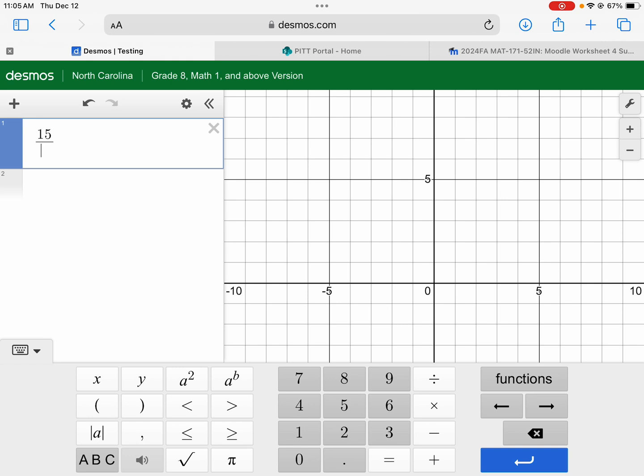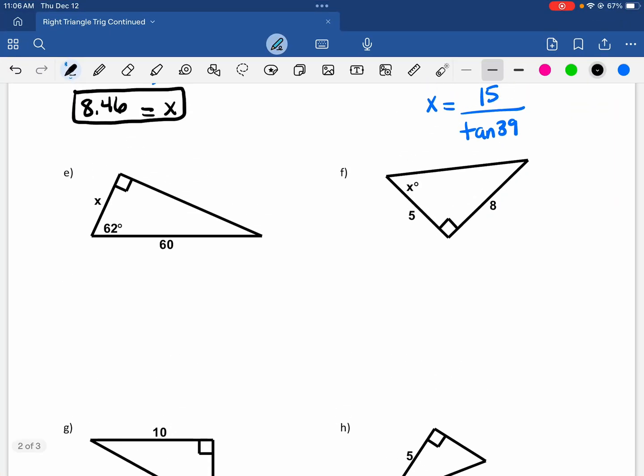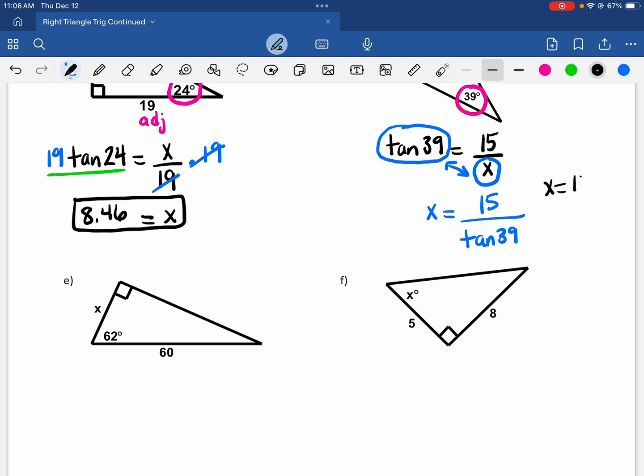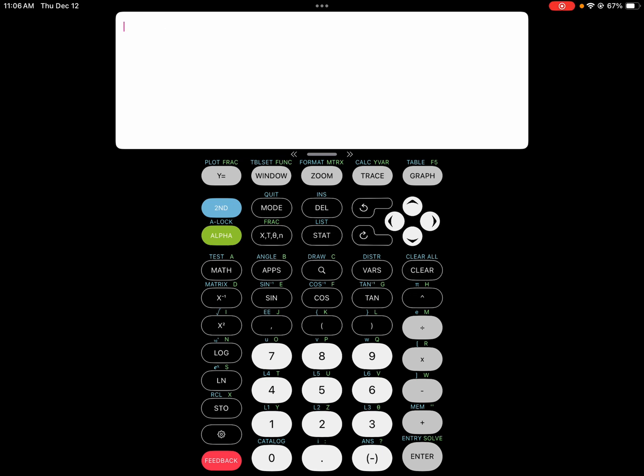15 divided by, go to functions, select tangent 39. Go to that second decimal place, it's a 2. I look behind it, it's a 3. That 3 does not do anything to that 2. So we're looking at 18.52. x equals 18.52. I'll just show you how it would look in the calculator. 15 divided by, select tangent 39, hit enter.